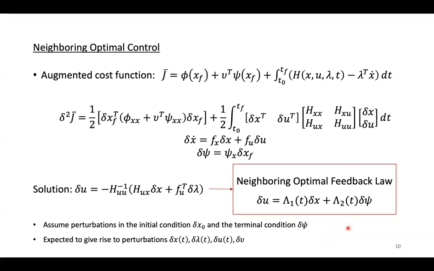You can see the moment you understand LQR, neighboring optimal control is just an application of LQR to arrive at feedback controllers for general nonlinear optimal control problems around the nominal trajectory.